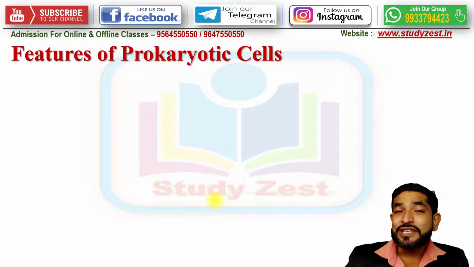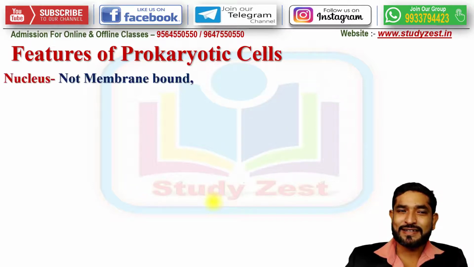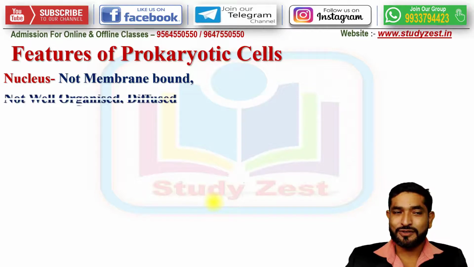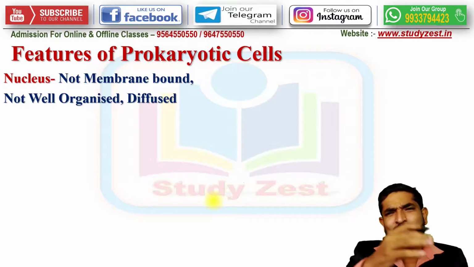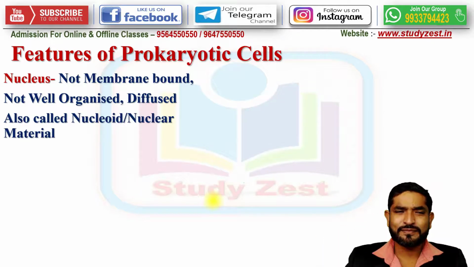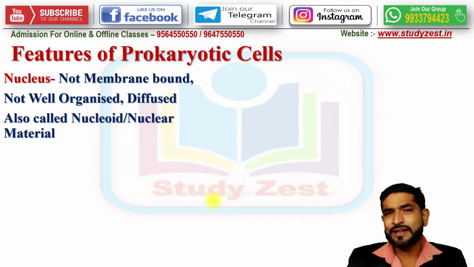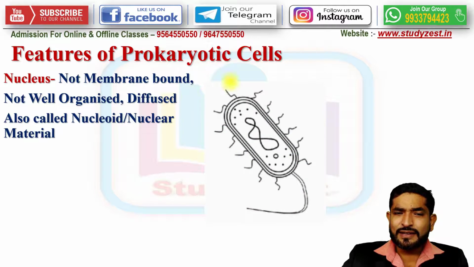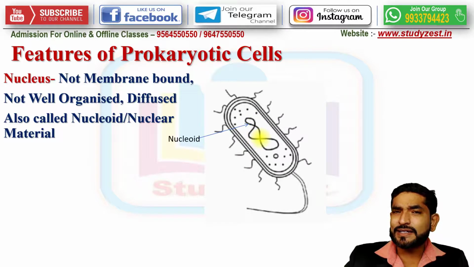Now, what are the features of prokaryotic cells? As I said, the nucleus is not membrane bound. It is not well organized. It is diffused in the cytoplasm. And the nucleus is also called nucleoid or nuclear material. This is a kind of prokaryotic cell. As you can see, this is the nuclear material or the nucleoid which is diffused in the cytoplasm.